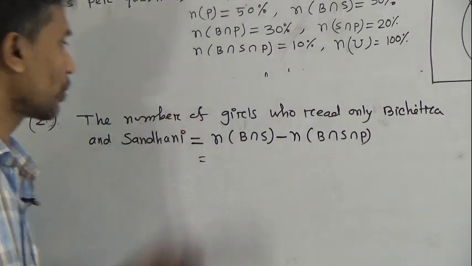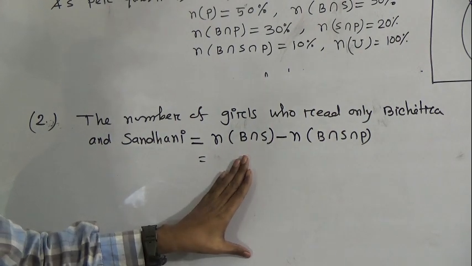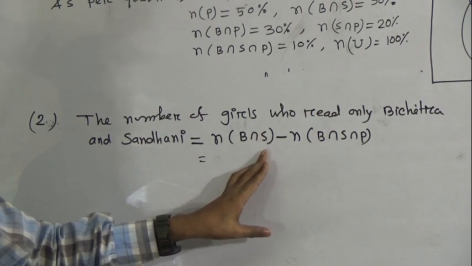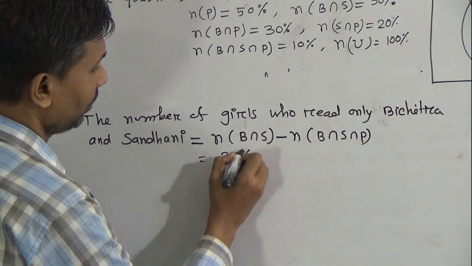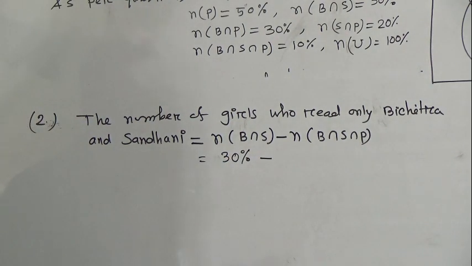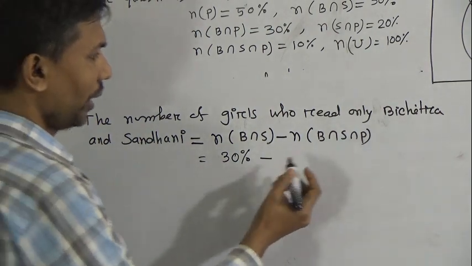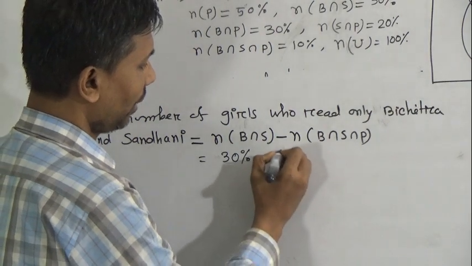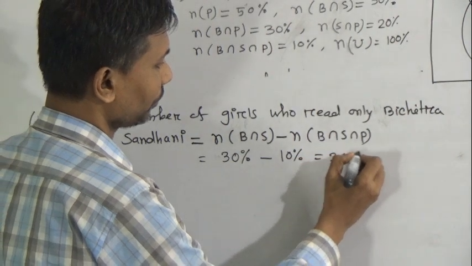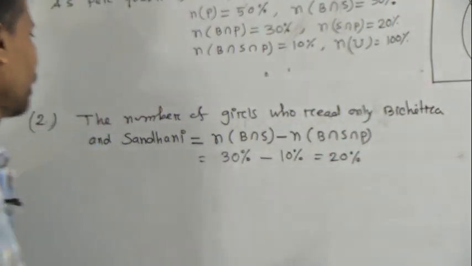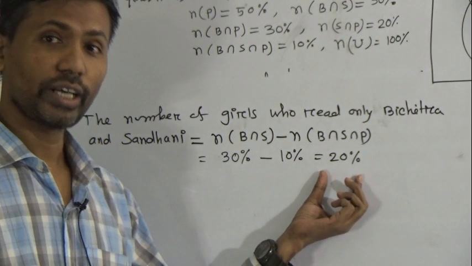Okay, students. So Bicitra and Shandani, their set is what? Bicitra intersection S. Their number is 30%. And those who read Bicitra, Shandani and Purvani, their number is 10%. So subtract now, then you get 20%. That means the number of girls who read only Bicitra and Shandani is 20%.